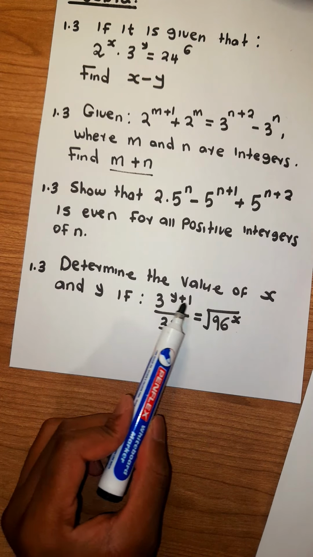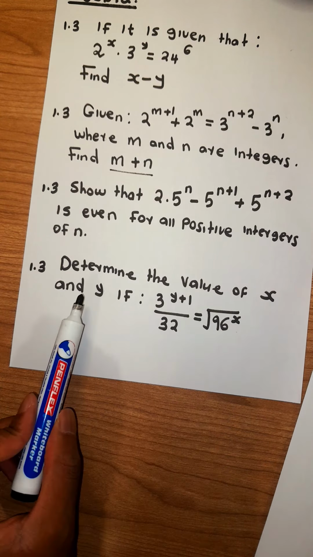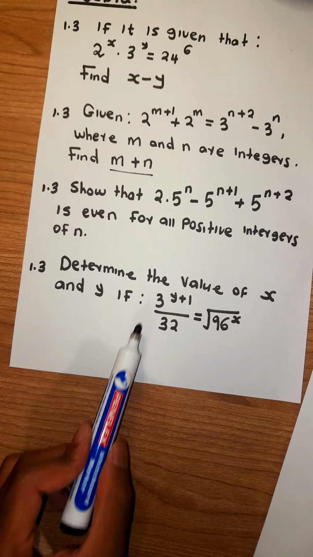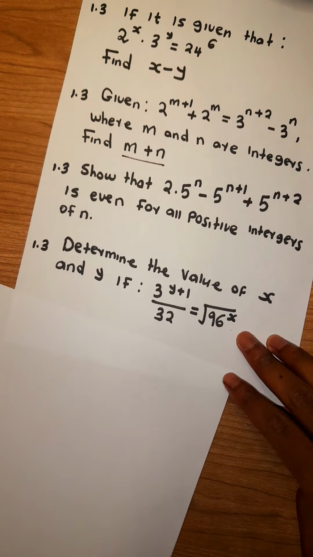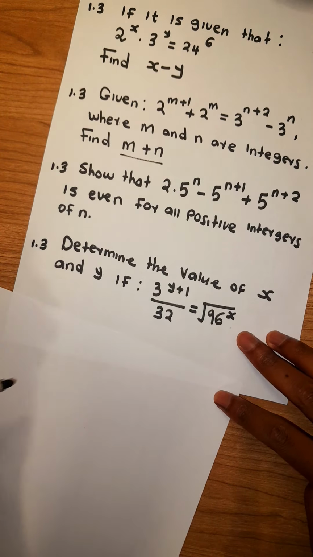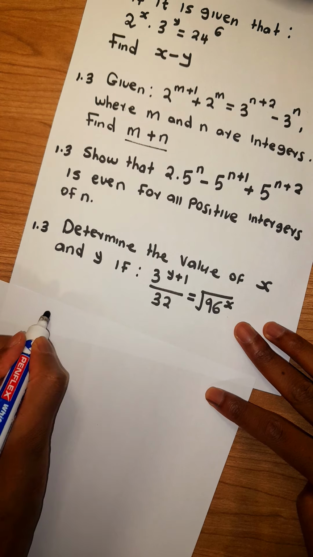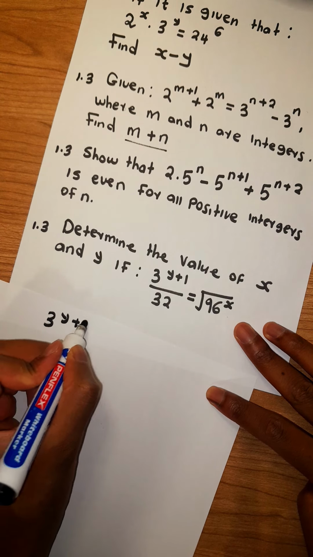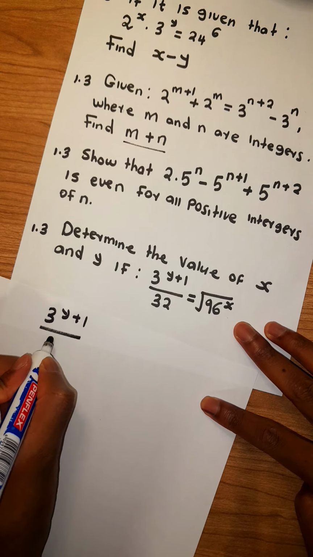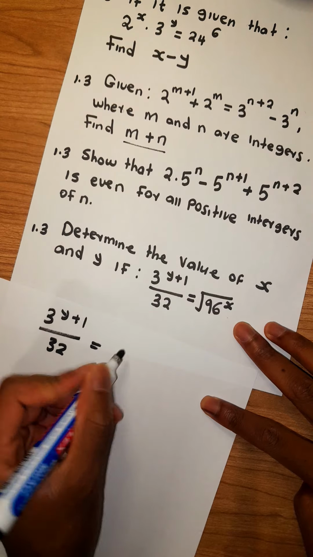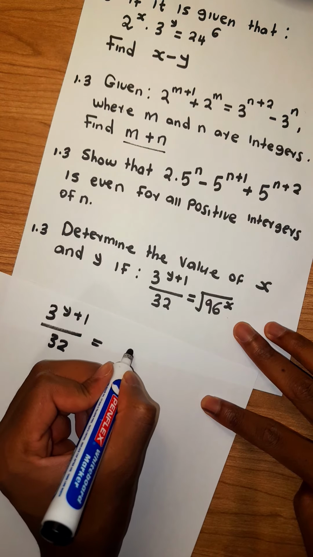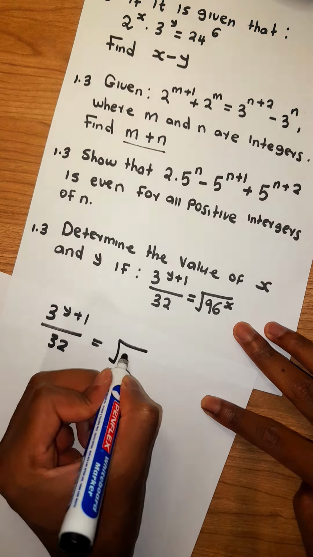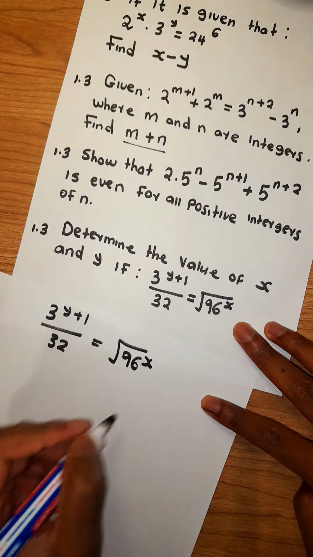They said, determine the following values of x and y if. So they want us to find the values of x and y if we're given this expression. So we're given 3 to the power y plus 1 divided by 3 to the power 2, and it is going to equal what? The square root of 96 to the power x. Let me tell you something.